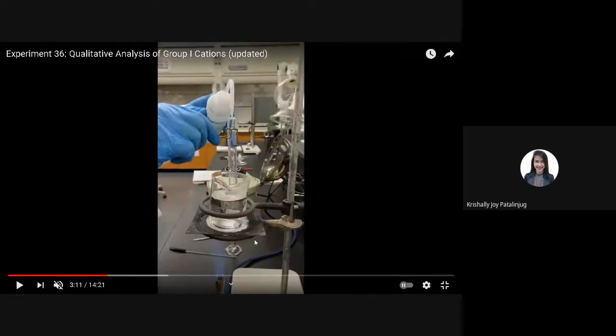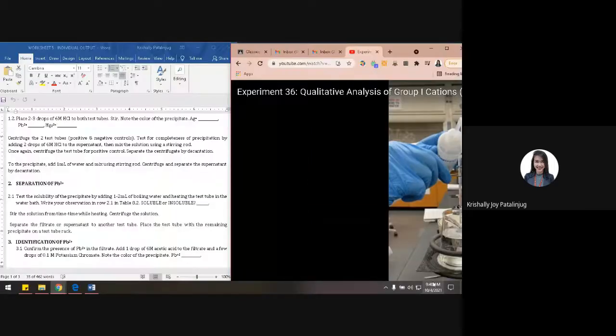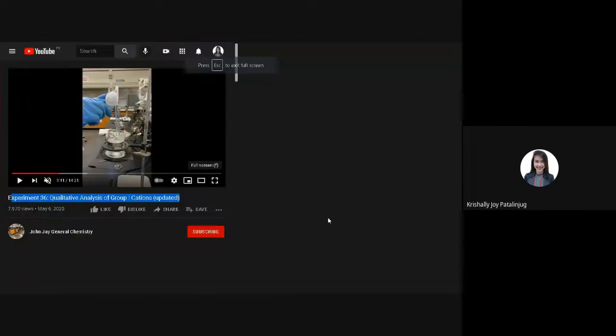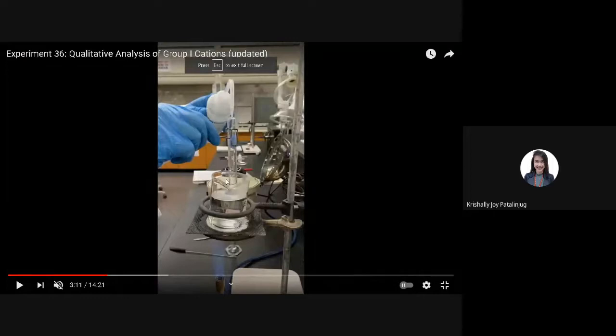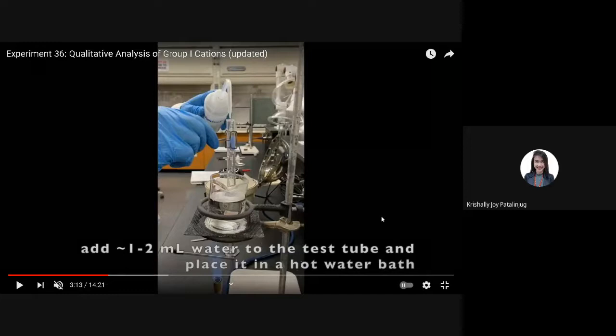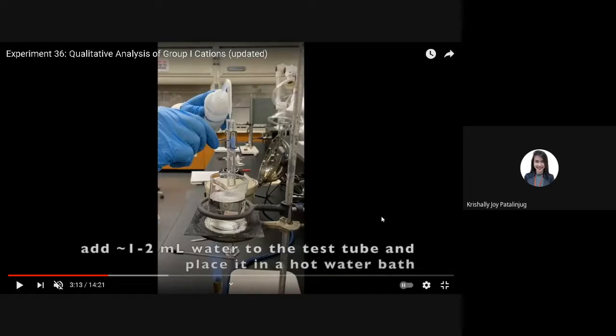So this is for the separation of lead ion. Paano? It is being added with 1 to 2 ml boiling water. Okay? And then heating that under a water bath. That is the process to separate the lead ion. Addition of 1 to 2 ml water and placing it to a water bath.